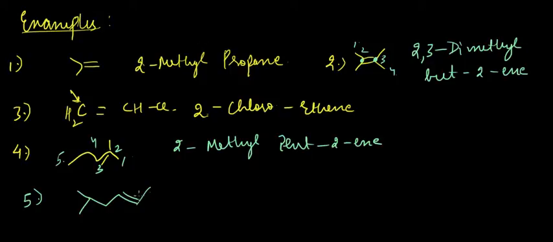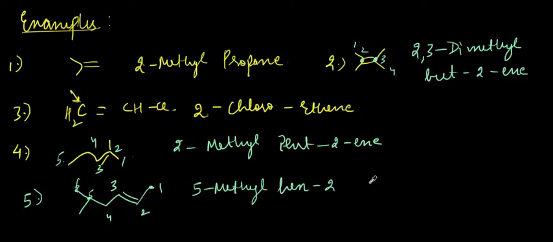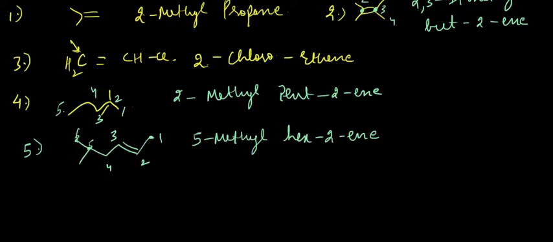Okay. So in this case again the numbering would be starting from this carbon atom. So we have 1, 2, 3, 4, 5 and 6. 6 carbon atoms are there in this case. So the answer would be 5-methylhex-2-ene. Okay, let's look at sixth example where we have something like this.